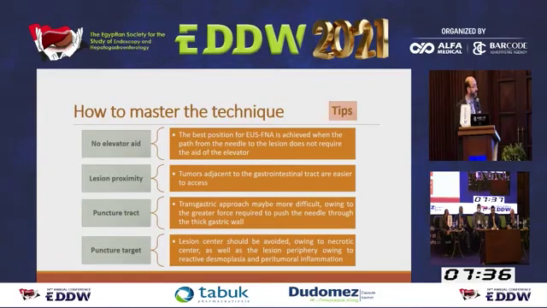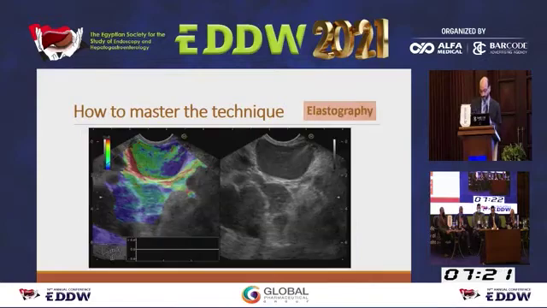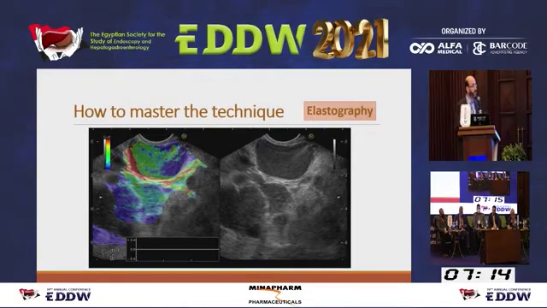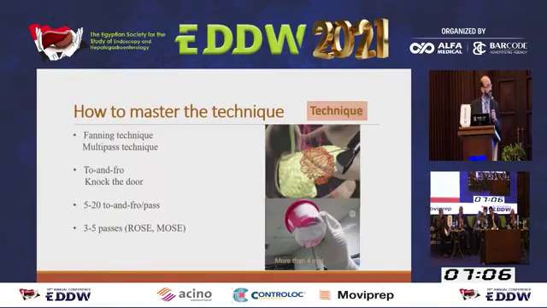And the last part is the puncture target. When you target a lesion, where do you go, the center or the periphery? You should go neither too much to the center nor too much to the periphery, because you have desmoplasia and peritumoral inflammation in the periphery and you have necrosis in the center. Also, we can be aided by elastography. Elastography shows the stiffness of the target lesion. You should go for the blue part, which is the hardest part of the lesion, to acquire better results on cytopathological examination.